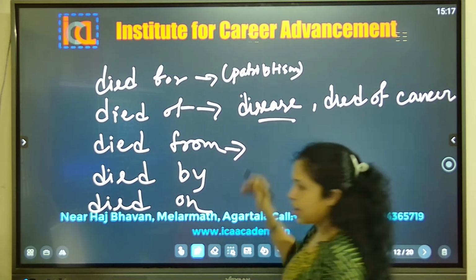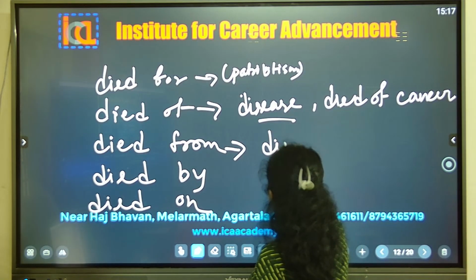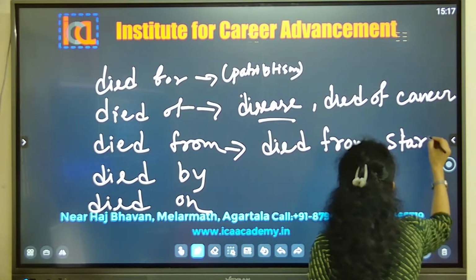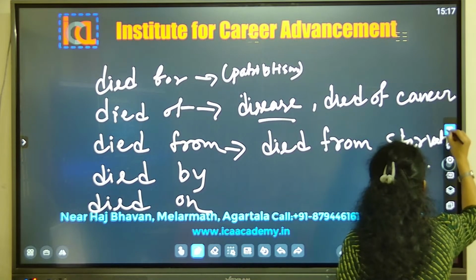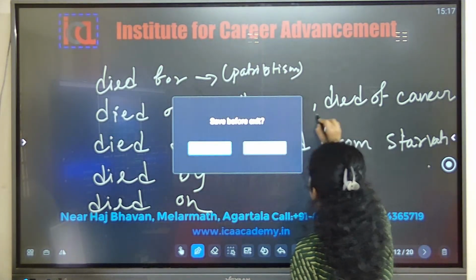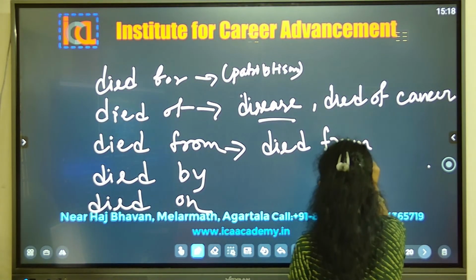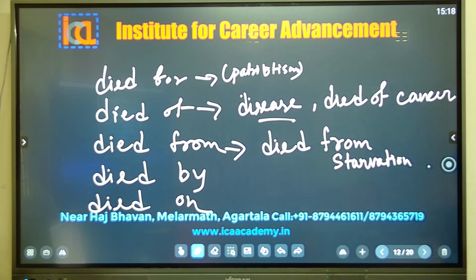Died from means any second cause, suppose died from starvation or from injury. This person has got a second cause to die.